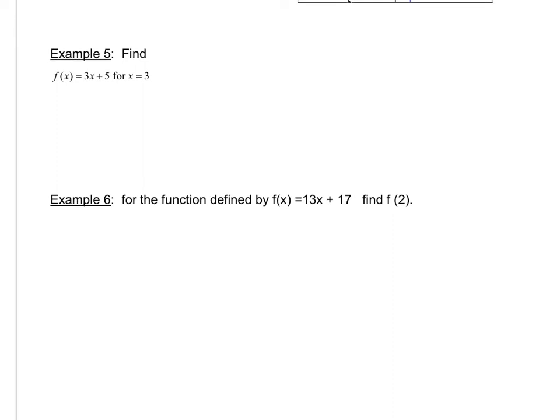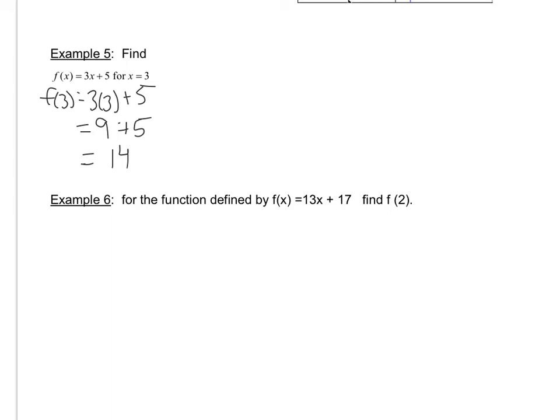Alright, here it says find f of x equals 3x plus 5 for x equals 3. That means just plug it in. So f of 3 equals 3 times 3 plus 5, which is 15, or no, not 15. 3 times 3 is 9. 9 plus 5 is 14.